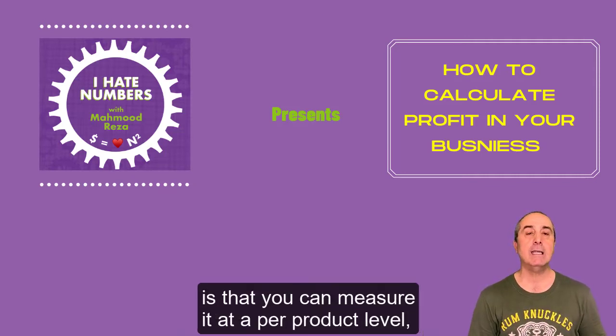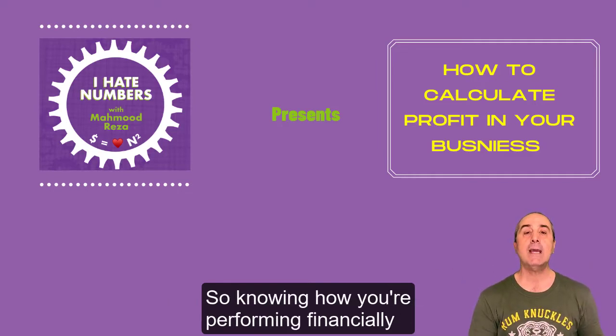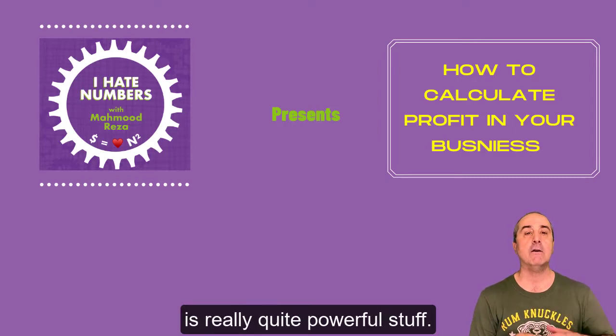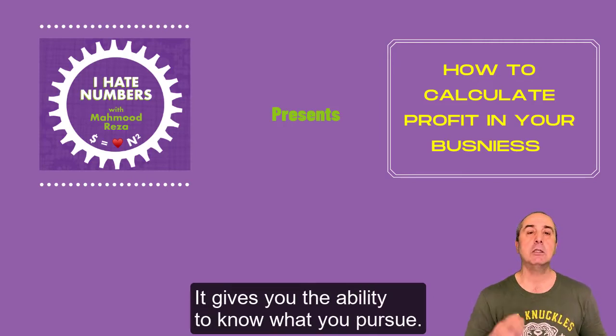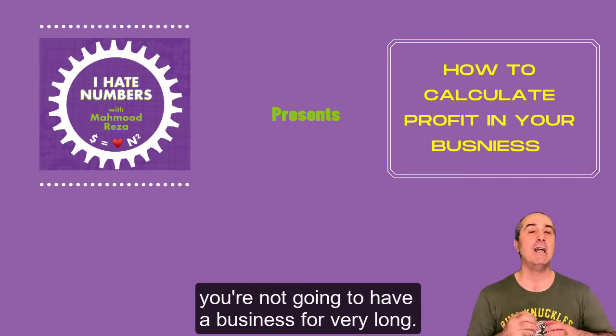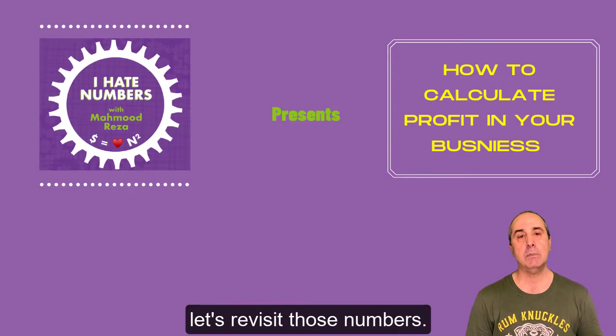So it's an easy number, it's a measure of success, and the fantastic thing about profit is that you can measure it at a per product level, at a per customer level, or you can measure it in totality. So knowing how you're performing financially at any of those levels in your organization, your business, is really quite powerful stuff. It gives you a benchmark. It gives you the ability to know what you pursue. If you do not make profit in your business, by the way, you're not going to have a business for very long.